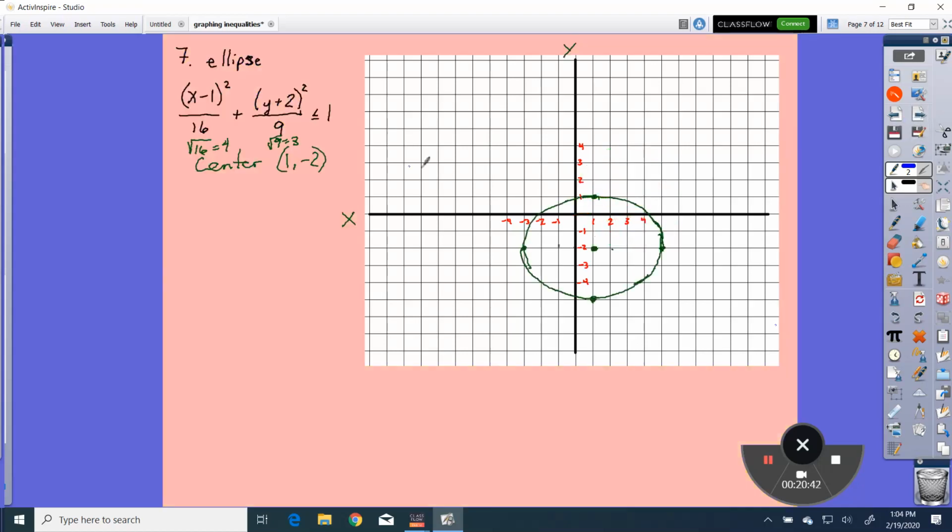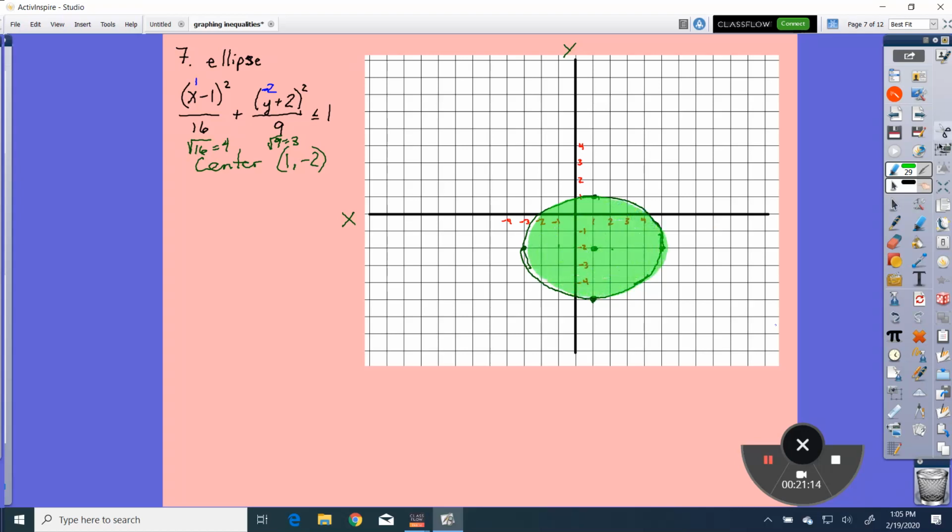Okay. So number 7, it says it's less than 1. So less than would be inside. I can try it real fast. I can pick the point 1, negative 2 for my y. 1 minus 1 is 0. Divided by 16 is still 0. Negative 2 plus 2 is 0. 0 squared is 0. Divided by 9 is 0. So I have 0 plus 0. Is that less than 1? Yep. So that works. Everything on the inside works. So I would shade everything on the inside of this ellipse.